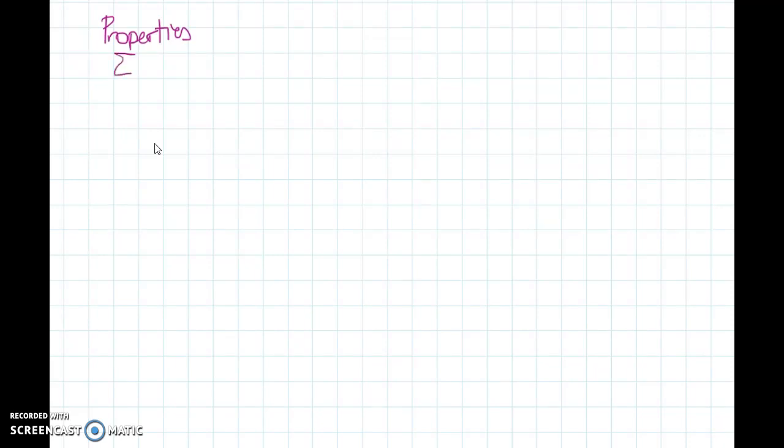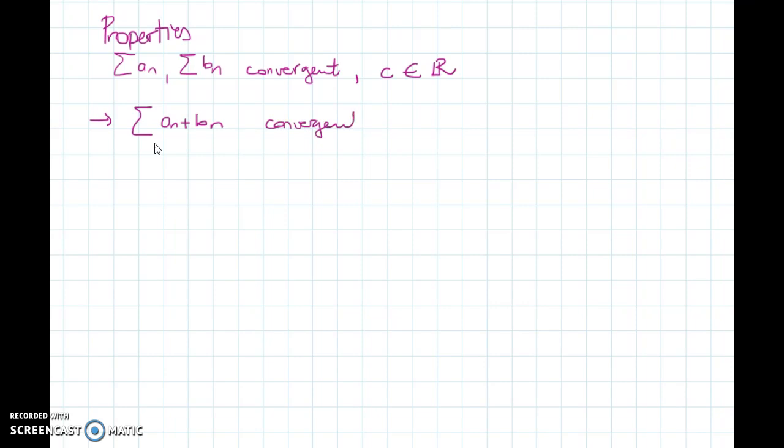So let's say that we have a series a_n and a series associated to a sequence b_n, and they are convergent, both of them. And let's also say that c is a real number. Then, if we consider the series associated to the sum of the two sequences a_n and b_n, this series is convergent. And actually, if we wish to find the value of that sum, it is the result of finding the value of the sums for each of the sequences.